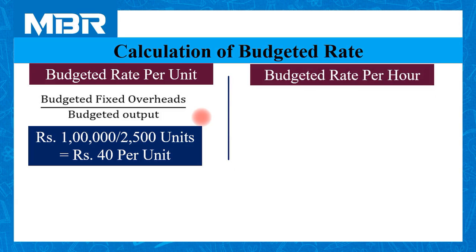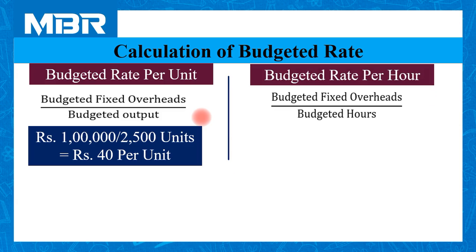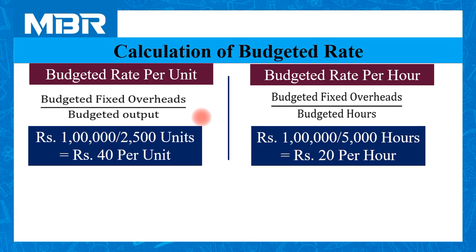Then second, budgeted rate per hour. Formula for the calculation of budgeted rate per hour: budgeted fixed overheads divided by budgeted hours. Budgeted fixed overheads rupees 1 lakh divided by budgeted working hours 5000. So the rate per hour is rupees 20.